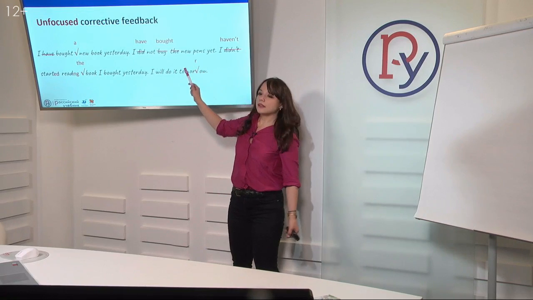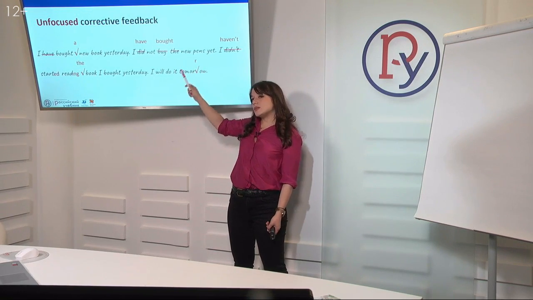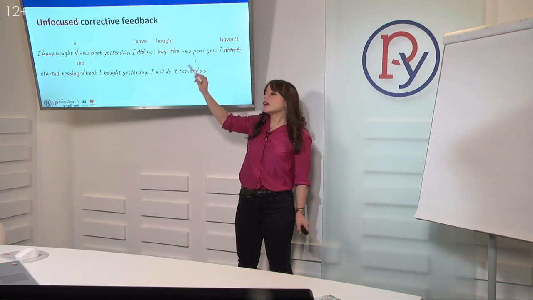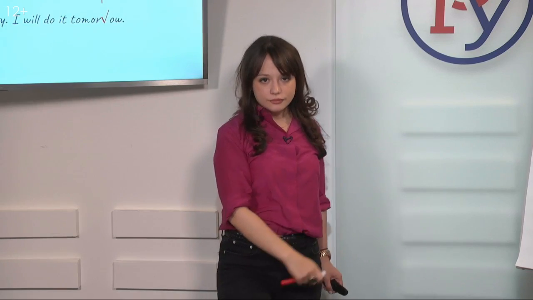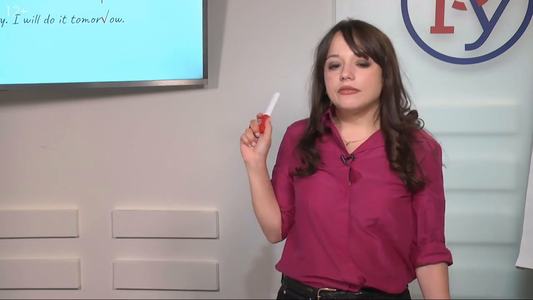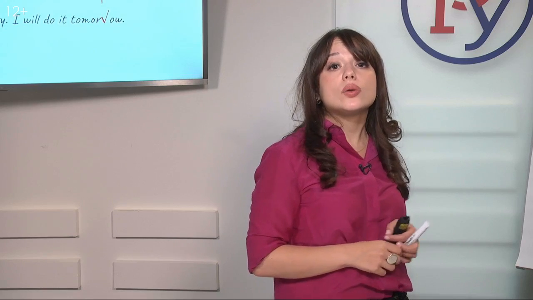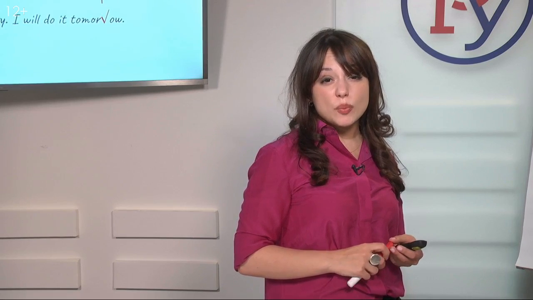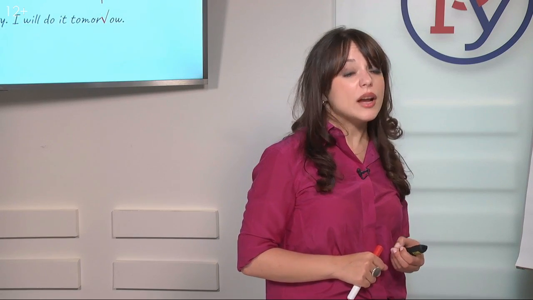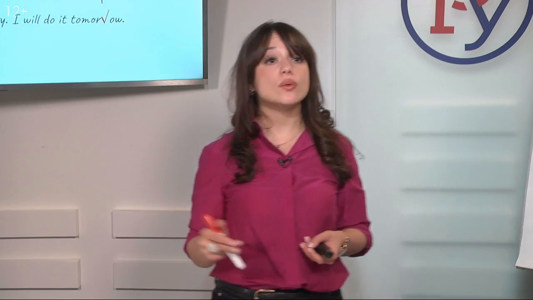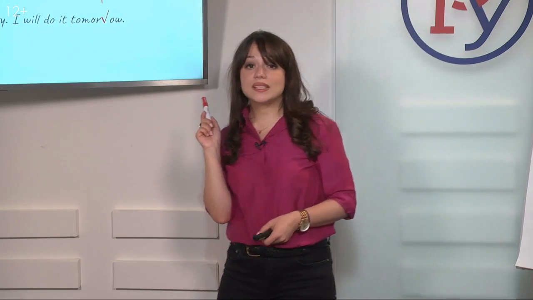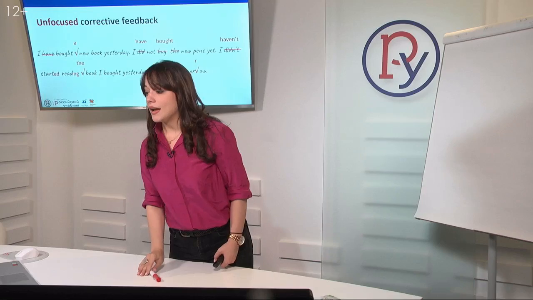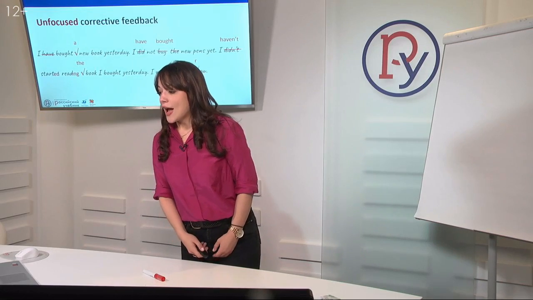Have a look at this little mistake. What do you think this mistake is? This one, a little R missing in tomorrow. Do you think at this level our student knows how to write the word tomorrow? Well, we don't know for sure, but probably they do, right? Probably they know how to write this word, so that might be an accidental mistake. And what do we call accidental mistakes? It might be a slip, right?